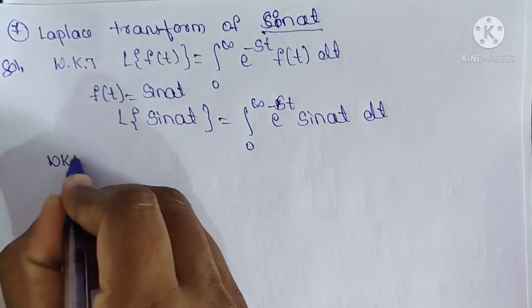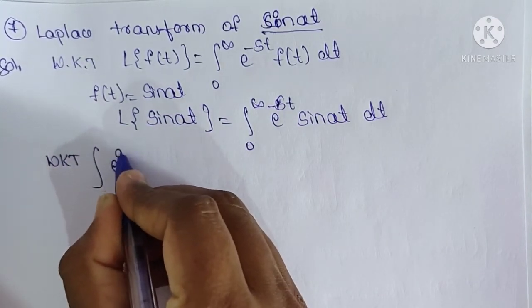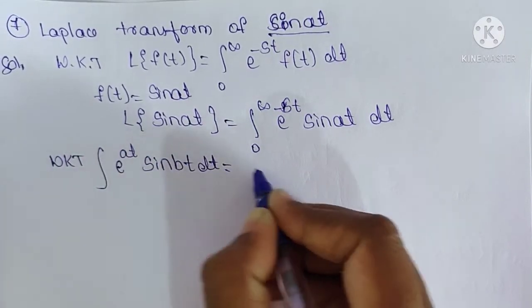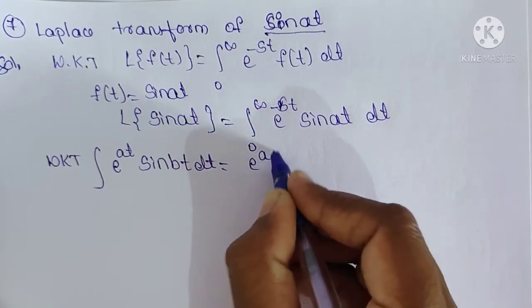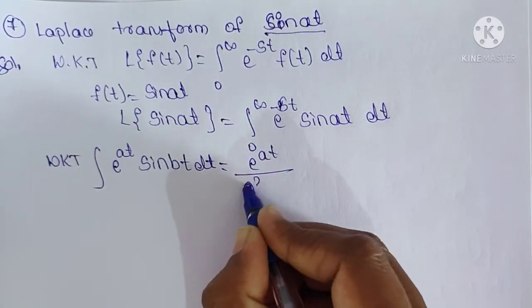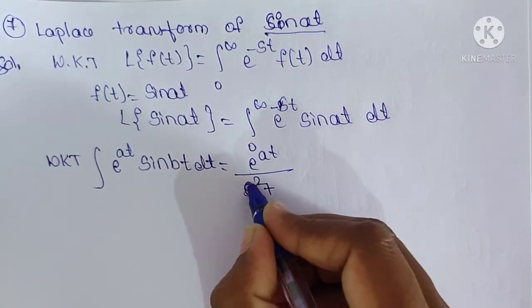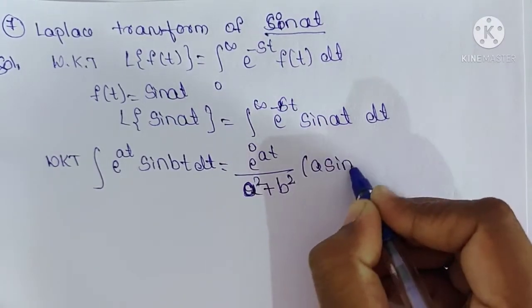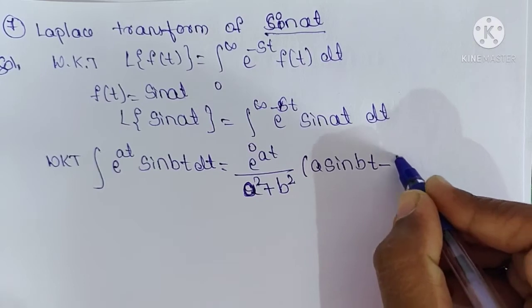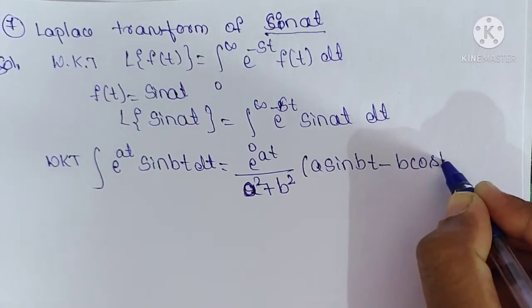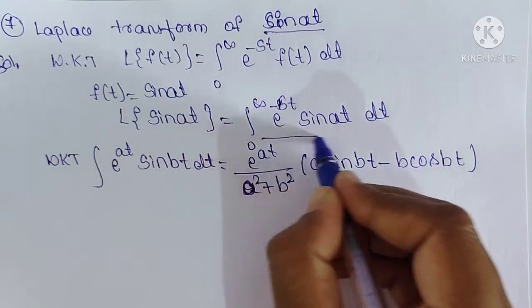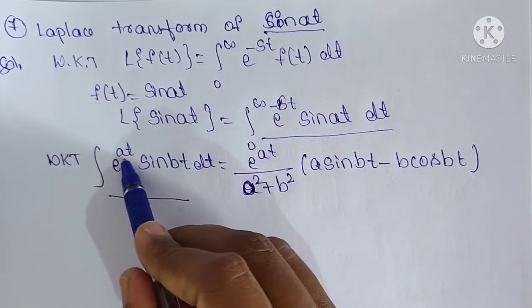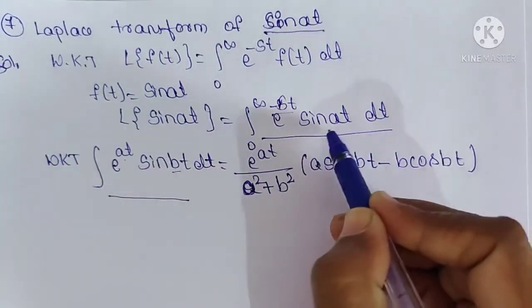We know that the integral of e power at into sin bt dt is equal to e power at divided by a square plus b square into a sin bt minus b cos bt. Now this integral term is of the form e power at sin bt dt. In place of a here, minus s is there. In place of b, a is there.